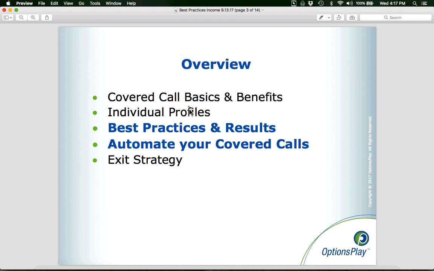I've already talked a little bit about what we're going to go over today, just some basics and benefits up front. Before I get started, for those of you that are new to Options Play, welcome.